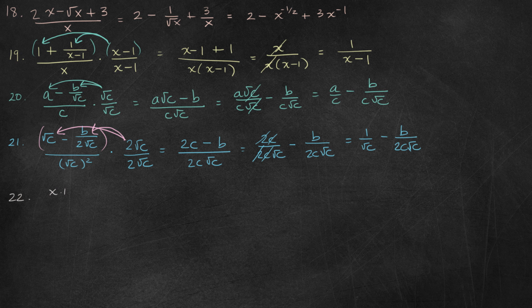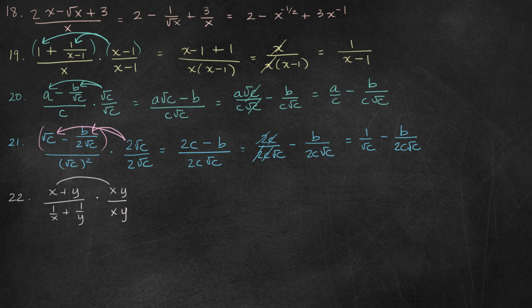Number 22, x plus y over 1 over x plus 1 over y. So here my least common denominator for those inside fractions is xy. So I'm going to multiply the outer fraction by xy over xy.